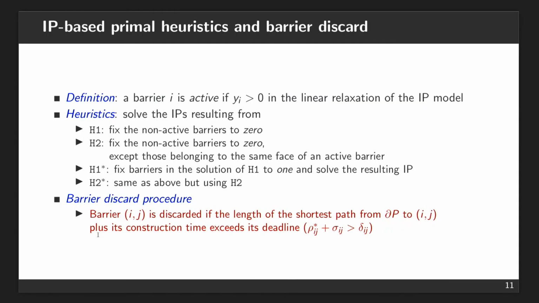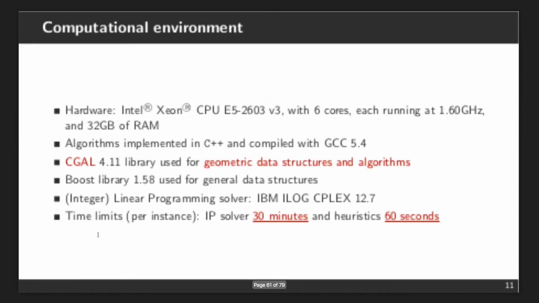And finally, of course, we also have a very simple discarding procedure for the barriers, which says that if the fire reaches the barrier before the deadline, you can discard it. This is just an easy computation that you can do and see if it's possible to construct this barrier or not.